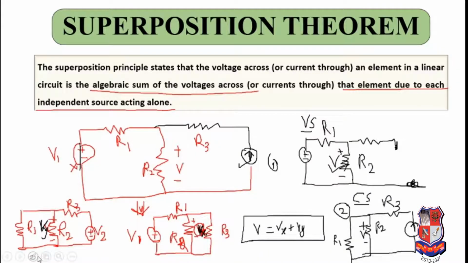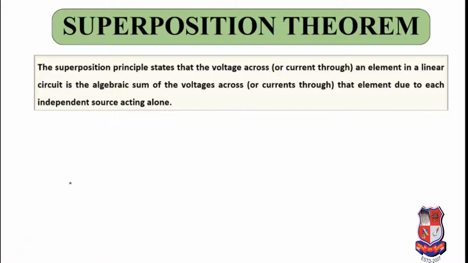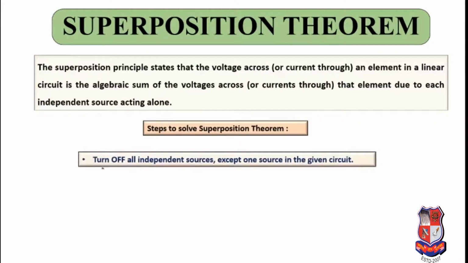Okay, so let us see the steps. The steps to solve the superposition theorem: turn off all independent sources except one source in the given circuit. Okay, so if you are given more than one independent source, then you have to take only one source at a time and solve the whole circuit. But you have to find the value of voltage or current which is to be found.